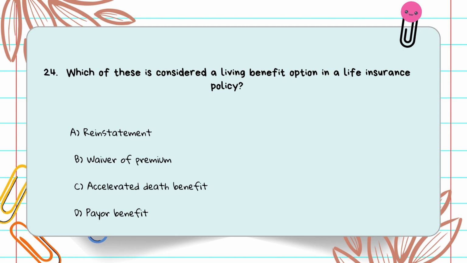Question number 24. Which of these is considered a living benefit option in a life insurance policy? A. Reinstatement. B. Waiver of premium. C. Accelerated death benefit. D. Payor benefit. A living benefit means you can use part of your death benefit while you're still alive, usually if you're terminally ill. That's called an accelerated death benefit. The answer is C. Accelerated death benefit.